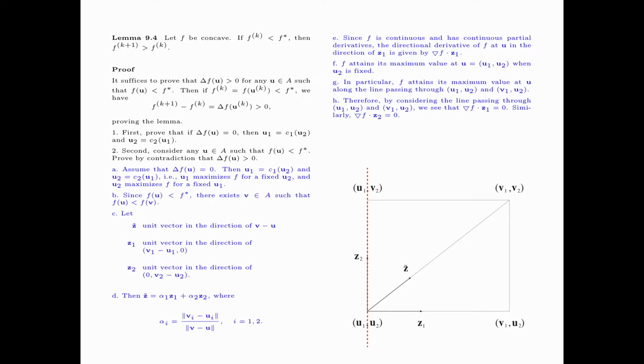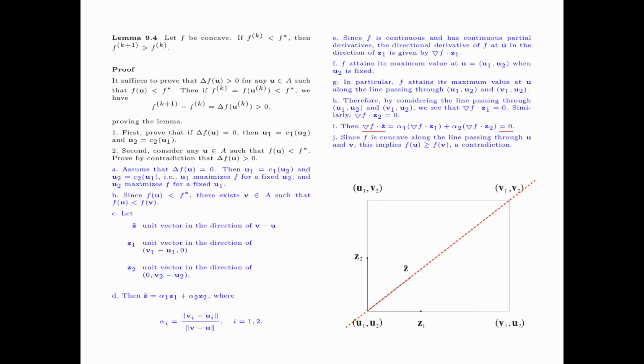Similarly, by considering the line passing through (u1, u2) and (u1, v2), we see that the gradient of f dot z2 is equal to 0. By considering the dot product between gradient of f and z tilde, we have gradient of f dot z tilde equals alpha 1 times gradient f dot z1 plus alpha 2 times gradient f dot z2, which is equal to 0 because both gradient f dot z1 and gradient f dot z2 are equal to 0.